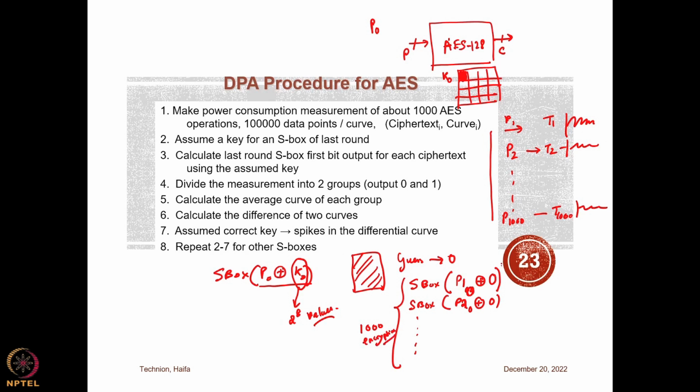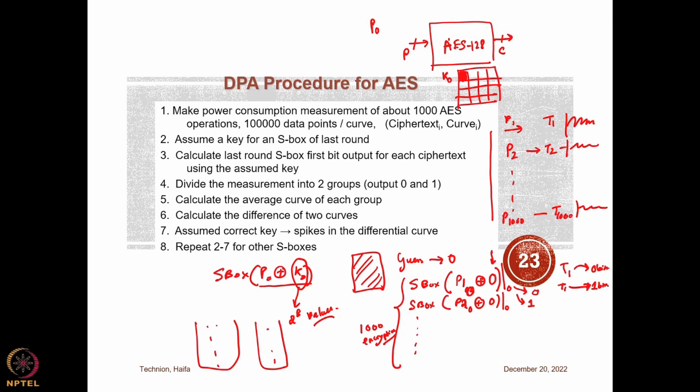And now I observe the LSB of these bits. If the LSB is 0, I take the corresponding trace T1 and dump it into the 0 bin. If the LSB is 1, I take this T1 trace and put it into the 1 bin. So at the end of the day, based on this guess 0, I will have the 0 bin containing some traces and the 1 bin containing some traces.